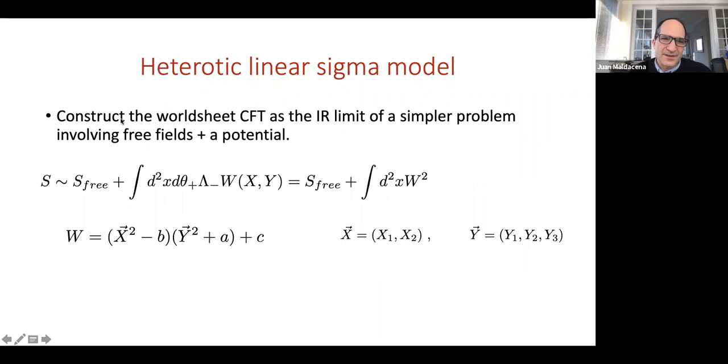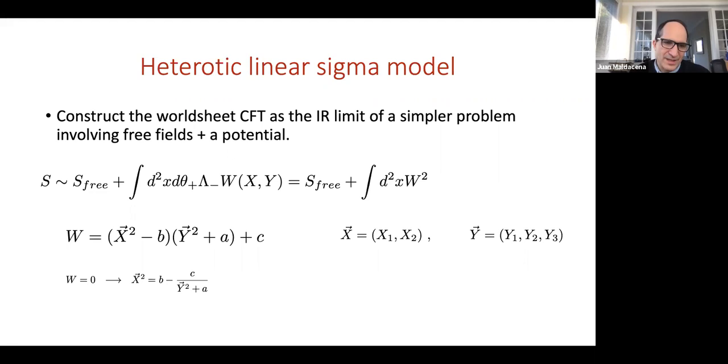So here the idea is that you construct the worldsheet CFT as the infrared limit of a simpler problem involving free fields plus a potential. You start with an action involving free fields. We will actually include five dimensions instead of four. Then we introduce a certain supersymmetric coupling, which will involve a left-moving fermion superfield and some function W, which we take to be a quartic function of this simple form. If you integrate out the auxiliary fields, you get the free action plus a potential proportional to W squared. To find the minimum of the potential, you set W equal to zero, and then you can solve for X. Y describes three spatial dimensions, and X is a circle whose size varies along this extra dimension.